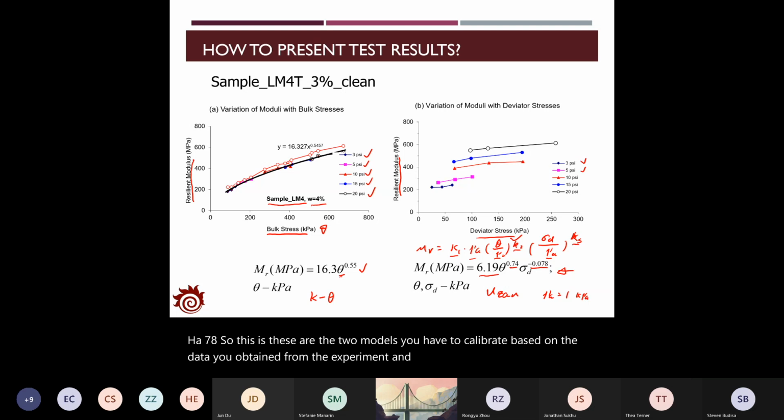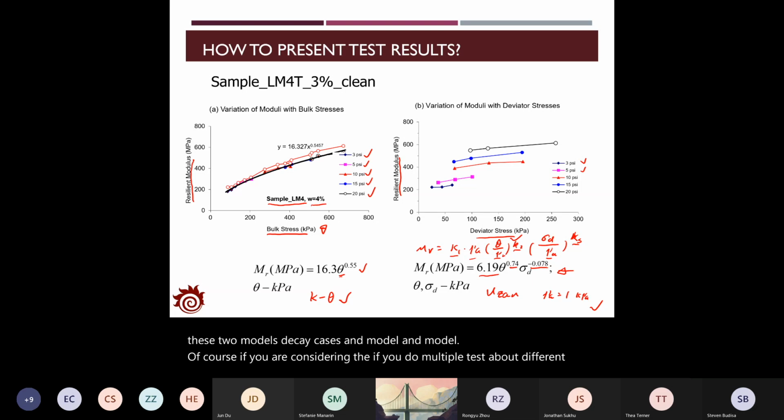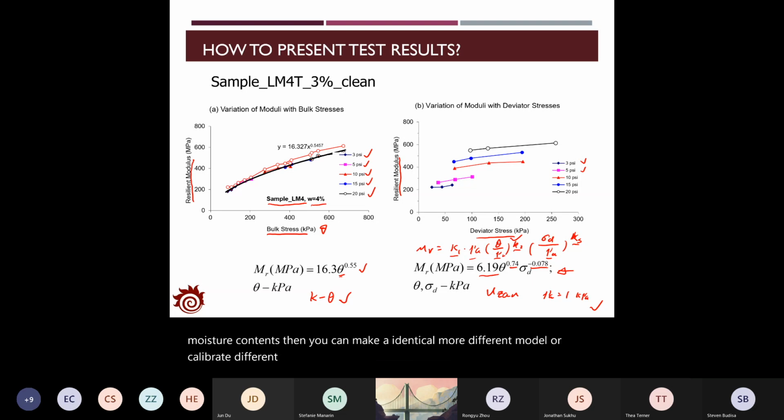And in your lab report, you also need to find out those parameters from those data points, and then calibrate these two models, the K-theta model and the Uzan model. Of course, if you do multiple tests at different moisture contents, then you can calibrate different parameters under different moisture contents. Or you can choose the AASHTO model. Either way is fine, Uzan or AASHTO model. Either way is good for the lab report.